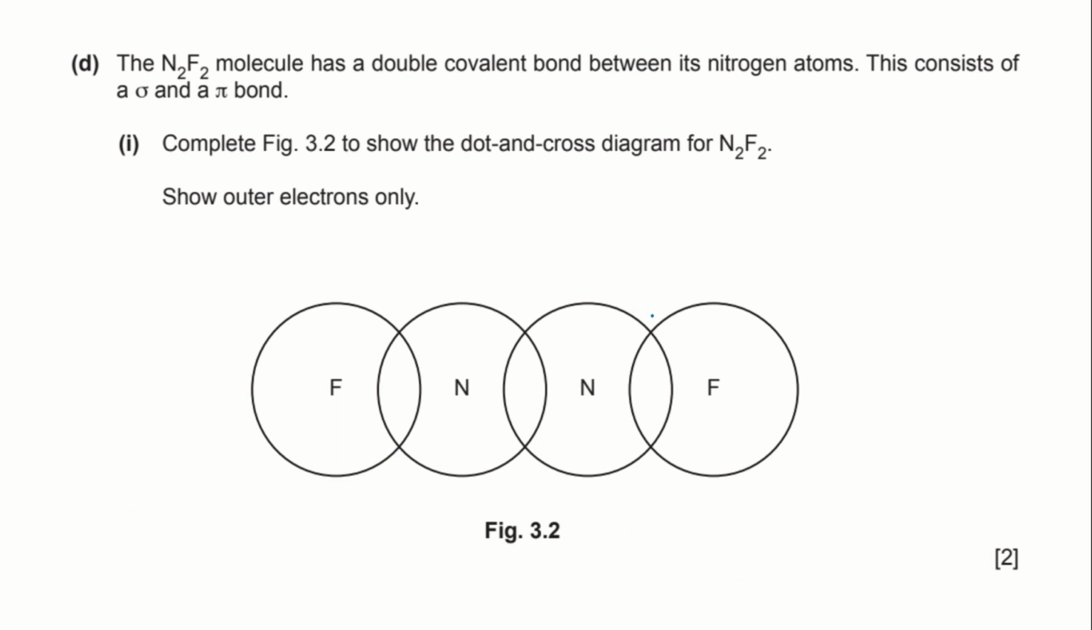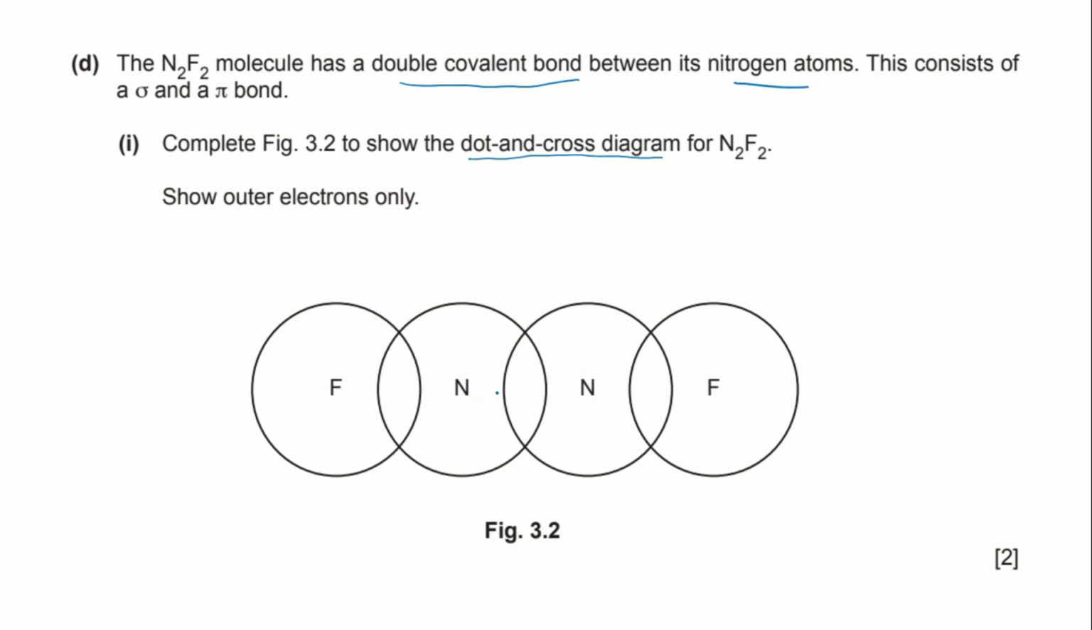Part D is about another compound of nitrogen, N2F2. Question tells us that N2F2 molecule has a double bond between its nitrogen atoms. So here we are supposed to show the dot and cross diagram for N2F2 molecule. Now let's draw the double bond. We have the 2 nitrogen atoms here.